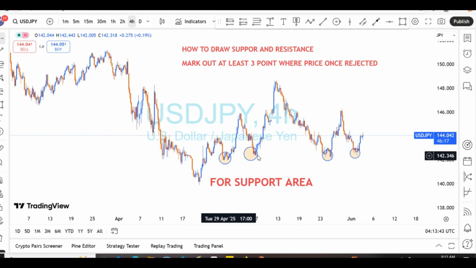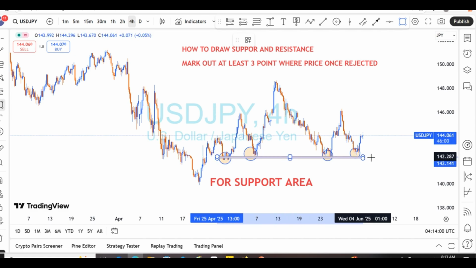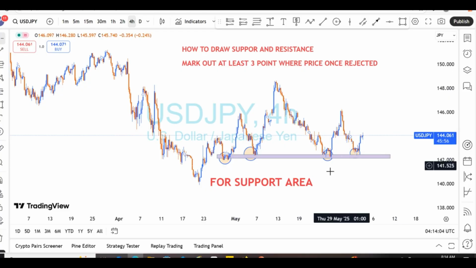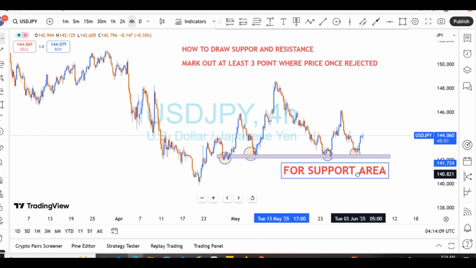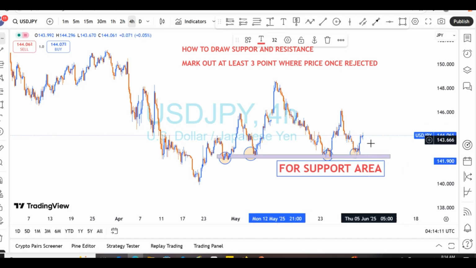So those points, you already see they all align. You see, they all align. You understand? So you mark those points that are all in the support level. Now you use the rectangle tool to box this area. Okay, so this particular area we mark, this is now our support area. So in the future, if price comes here again, we will look to take action. So that is how to mark support.